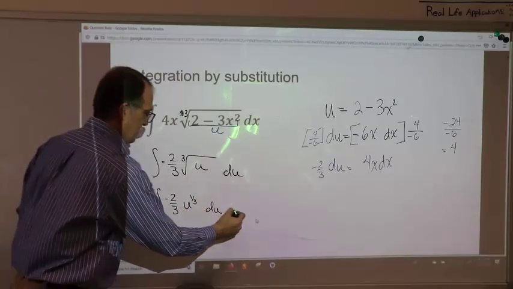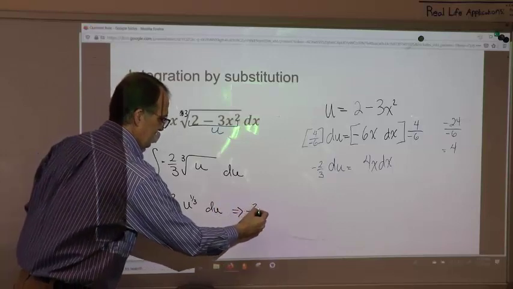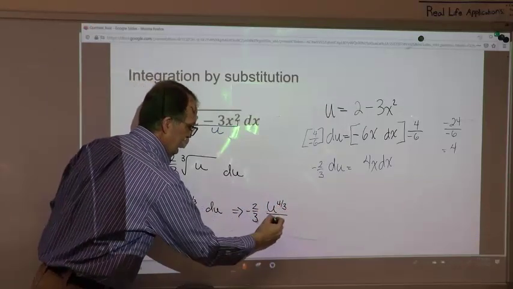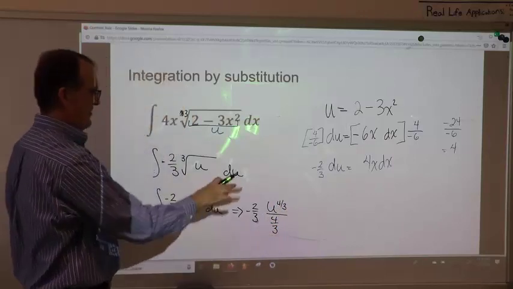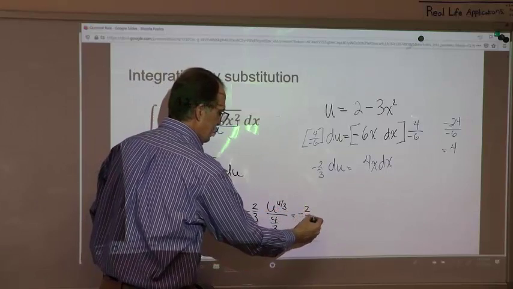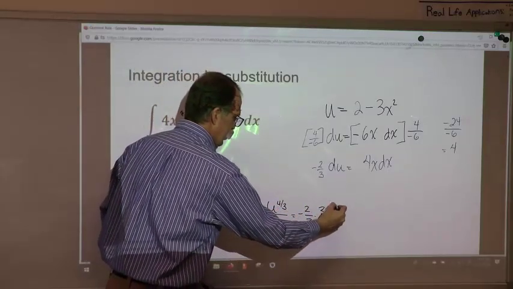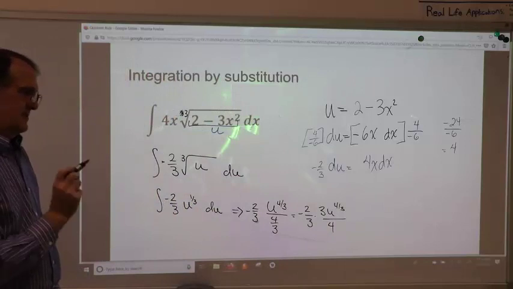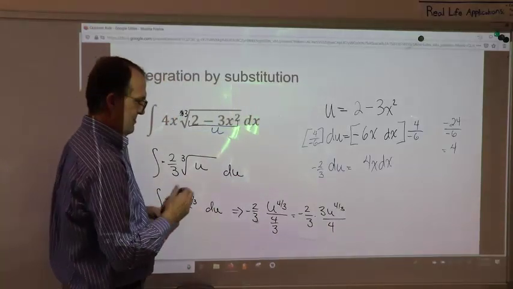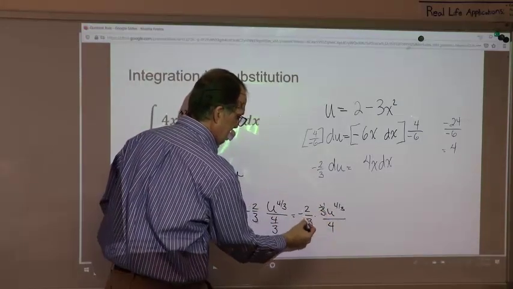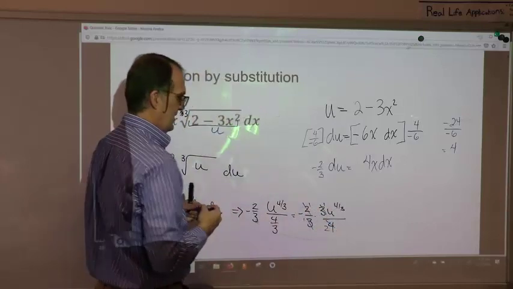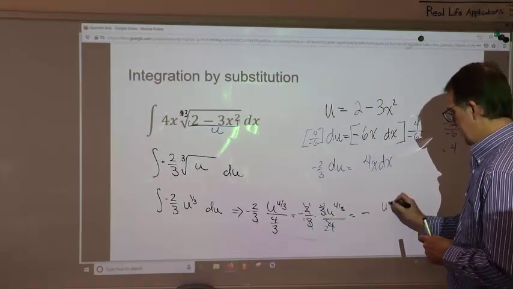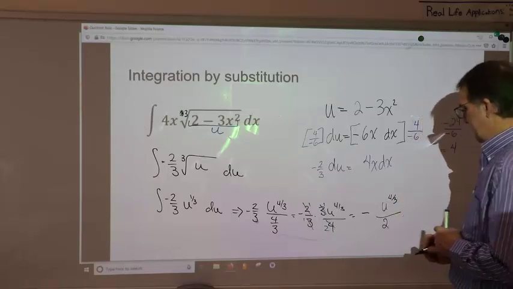Again, now I'm ready to integrate. I have negative 2/3. Add 1 to 1/3. That makes 4/3. Divide by 4/3, but divided by 4/3, I'm going to flip over. I have negative 2/3 times 3, u to 4/3 over 4. And this sort of cancels. 3 and 3 cancel. 2 and 4. And I'm left with, don't forget the negative, u to 4/3 over 2.